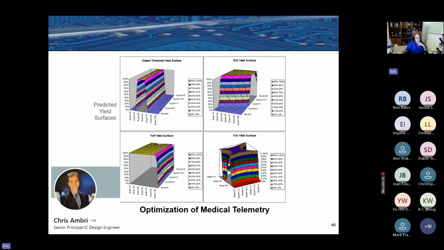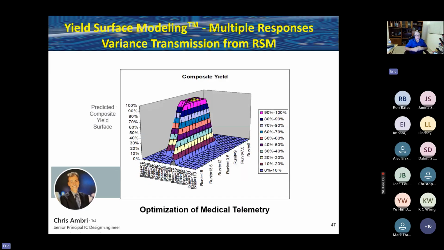He had 4 requirements: detect threshold, the current IDD, the turn off time, and the turn on time. He was able to predict the yield as a function of the factors for detect threshold, IDD, turn off time, and turn on time, and then co-optimize them and show the composite yield surface. He presented this at Medtronic and it turned out to be a really good product. And I put my little dancing Tigger dancing on the optimal point, with the white cliffs of Dover over there to the sides of that. But he thought that didn't look professional enough, so we replaced that. Here's where you have robust, stable yield for this medical telemetry application.